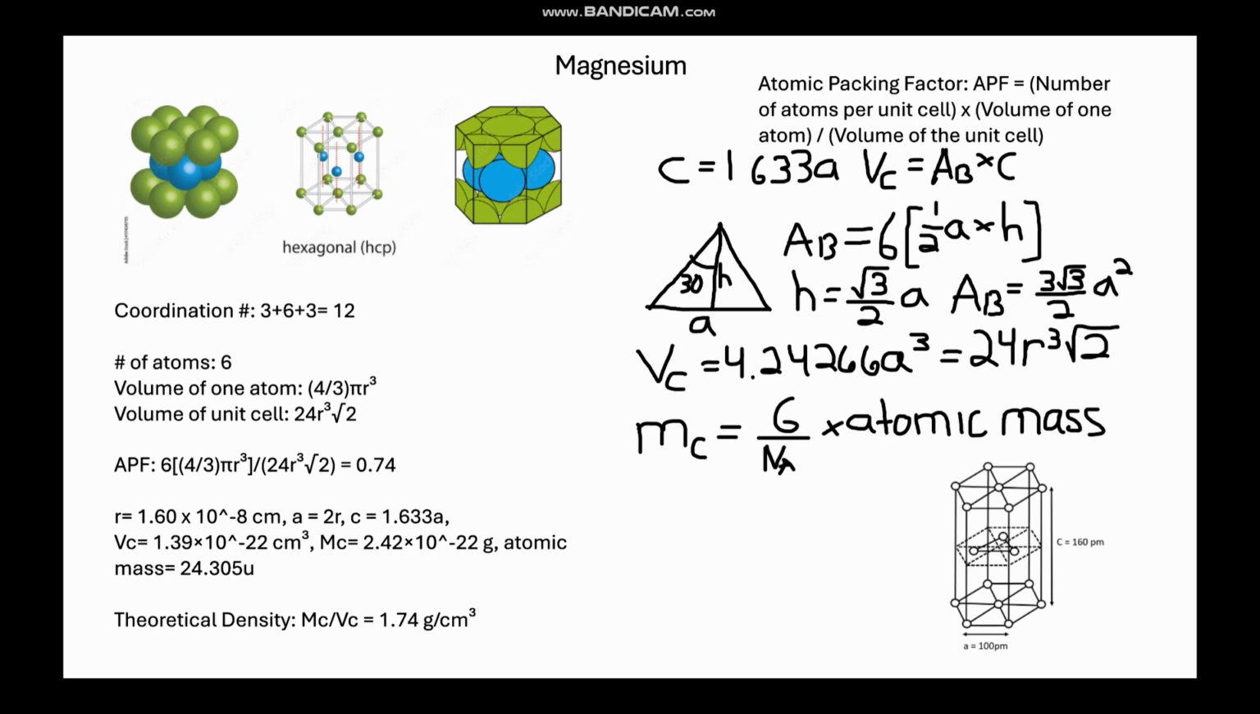For this one, c is represented by the height, a is still the edge length, and you can represent that by this triangle here. The volume of the total unit cell would be the base area times the height. Using geometry, you can find that the height is represented by square root of 3 over 2 times the edge length, and the area of the base. Plugging that in, you would get 6 times 1/2 the area times the height, and that would come out to 24 times the radius of one atom cubed times square root 2. Plugging that in to find the atomic packing factor, that would be a value of 0.74 as well.